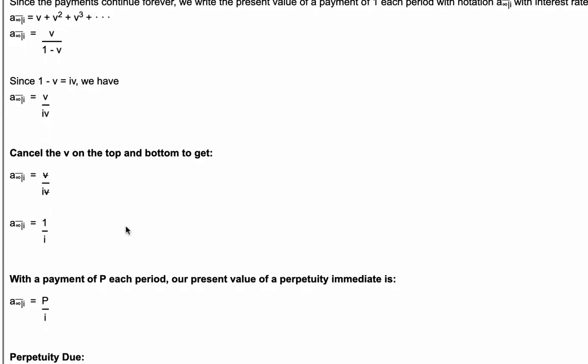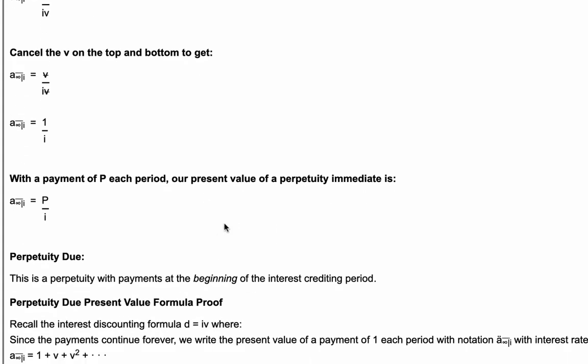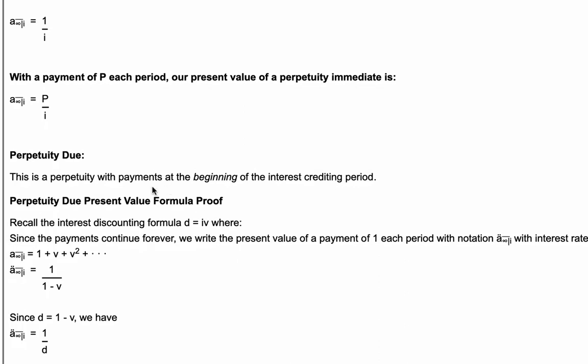Now if we add in a payment of P each period, our present value of the Perpetuity Immediate is just P, which is the payment, divided by i. That is the present value now of the infinite series of payments. Now let's go to the second type of perpetuity. It's called the Perpetuity Due, and the difference is the payments are at the beginning of the interest crediting period.